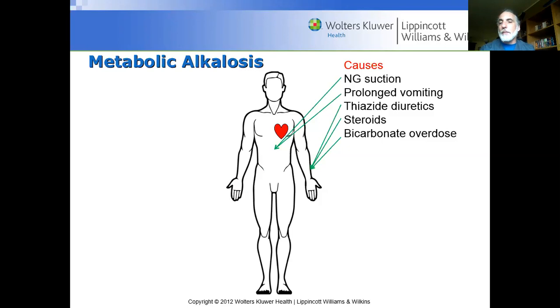Thiazide diuretics have a potential side effect of metabolic alkalosis with their effect on the kidneys. Steroids, or weirdly enough, bicarbonate overdose. Yes, in fact, you can overdose on bicarbonate. There are times when this might happen in code situations. If bicarbonate is being given to counteract an acidotic state in a code, and too much is given or it is given inappropriately, we can have a bicarbonate overdose, which will take them from an acidotic state to an alkalotic state. Oops.